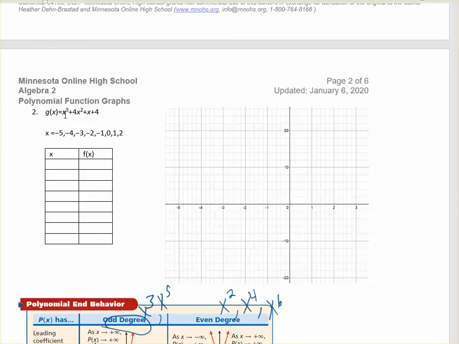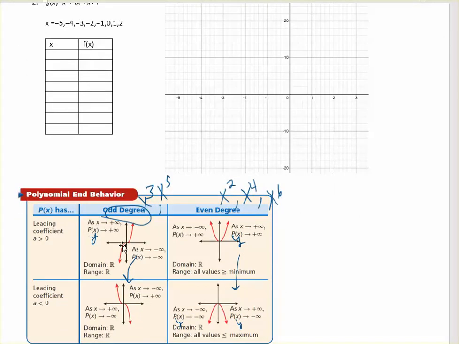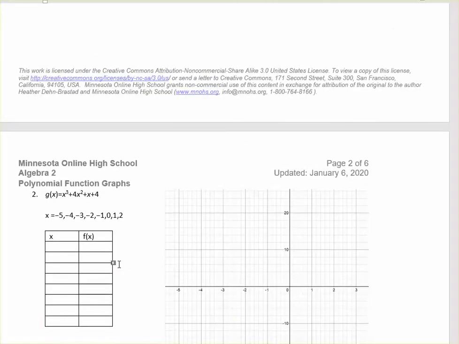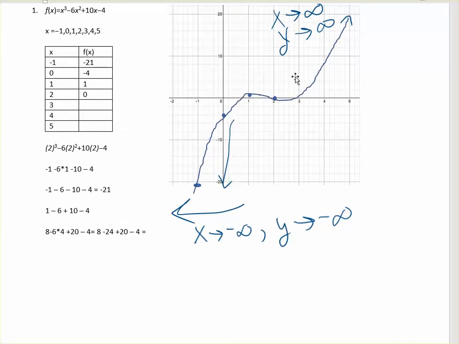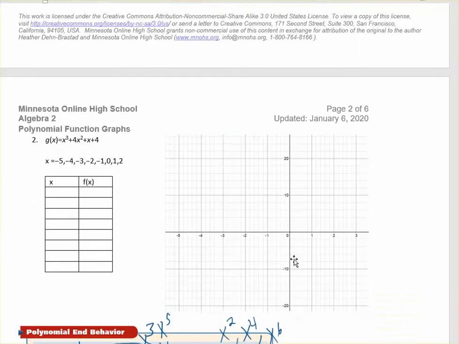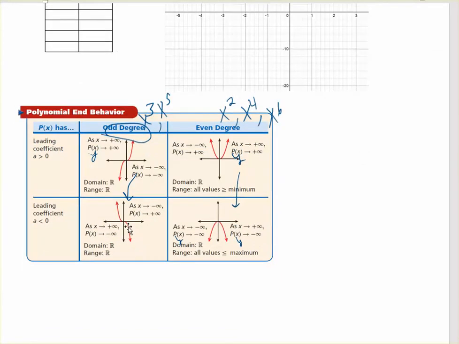This one is cubic, it's x to the third, which is odd, and the leading coefficient is greater than 0 because there's no negative in front of it. So it's going to look very similar to this one. This one also had a positive leading coefficient. It was a positive x to the third. If it was a negative x to the third, it would resemble this kind of a graph.